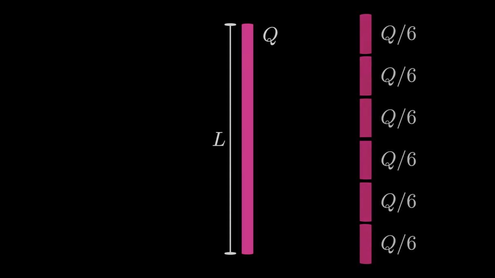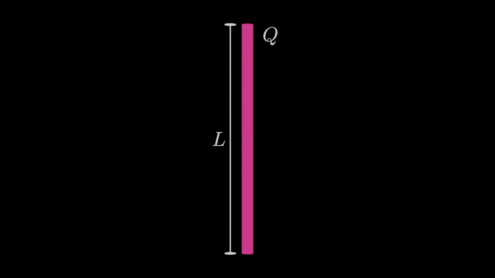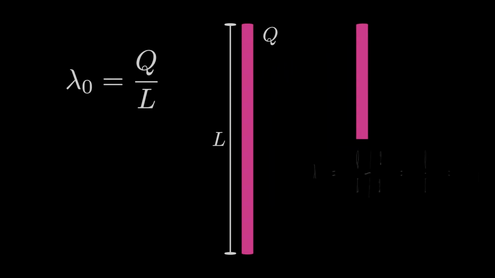Another way of illustrating the same idea is that a uniform linear charge density of lambda naught means the charge per length of any segment is exactly the same, no matter how long or short the segment is, provided that segment has a non-zero length, of course.